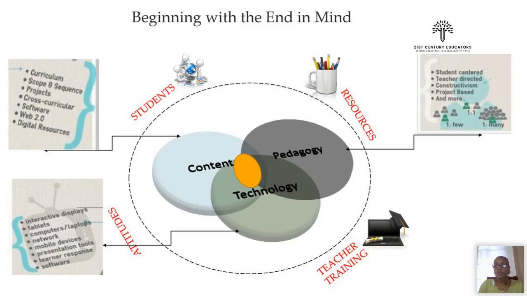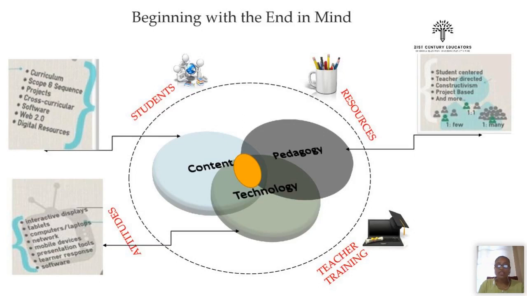And then your pedagogy would be, how do I want to teach? Is it going to be student-centered, teacher-directed, project-based, game-based, etc.? And the technology would then be determined based on what your resources allow, whether it's going to be an interactive display, whether you're going to have tablets in the classroom, computers or laptops, whether it's going to be online or offline. Are you going to use mobile devices? If only 2 students in my class have mobile devices, then I shouldn't have an activity where my students are going to use devices.